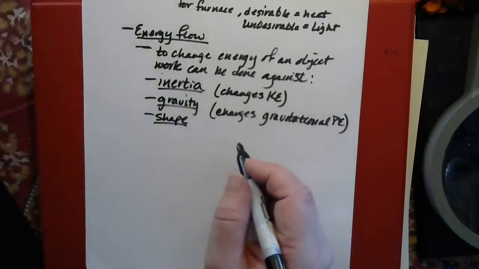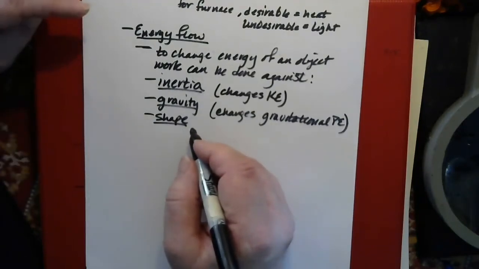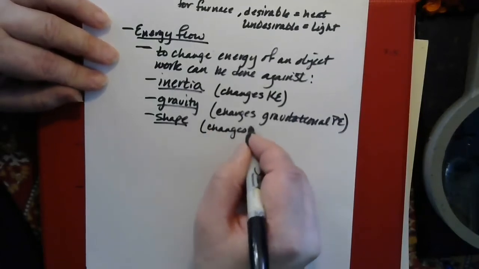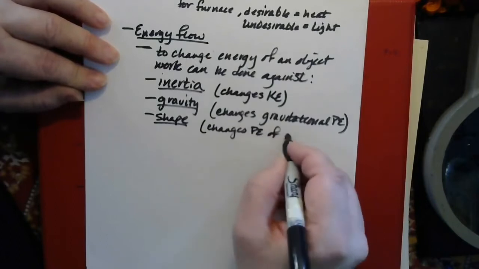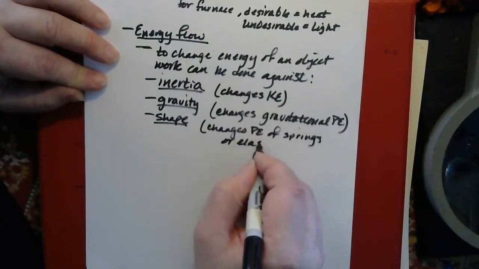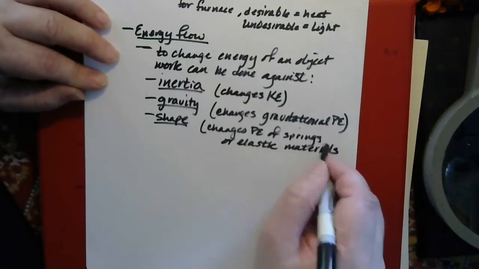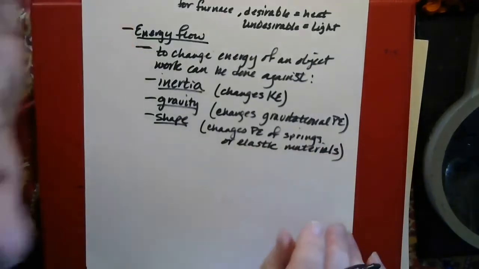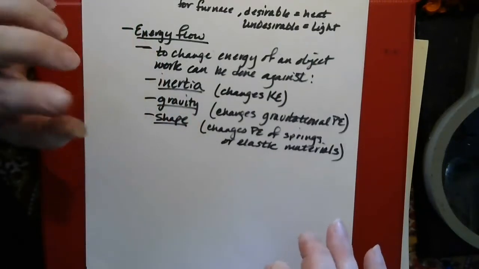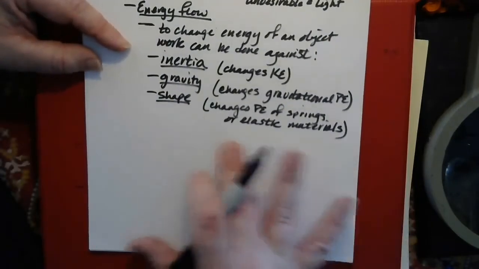You might have to do work against the shape, for example, for springs or elastic materials. So say the energy that's stored up in a coiled spring is considered to be potential energy. And when you stretch the spring out, you're actually changing the amount of energy that's stored in the spring. That's changing its potential energy.